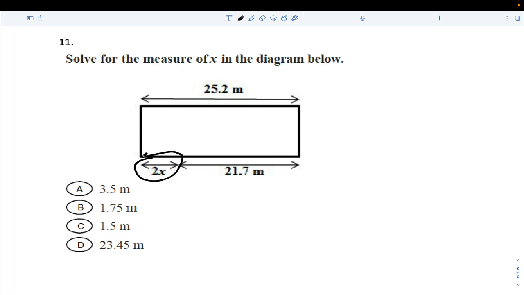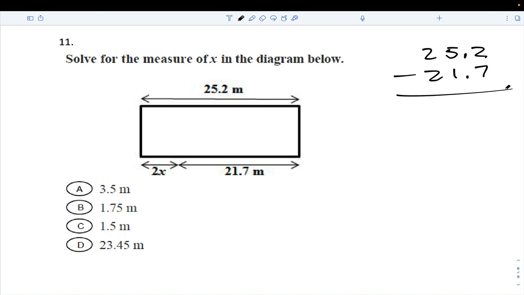How could I set this up as an equation that would help me solve for x? Silent hand if you attempted this and have any thoughts. Avery, what'd you do? I don't know if I did it the correct way. I just subtracted 21.7 from 25.2. That's a good start. And I'm going to kind of keep this in the corner because I'm going to show you that our setup for the equation will lead to that problem.